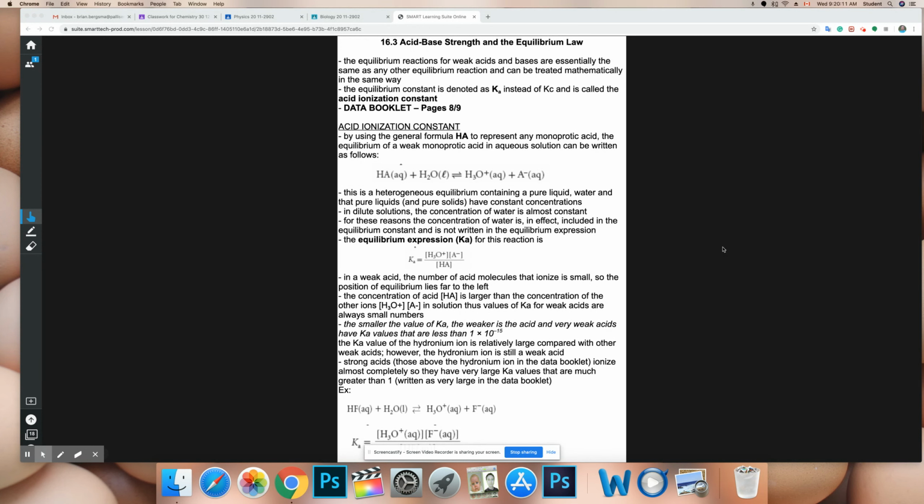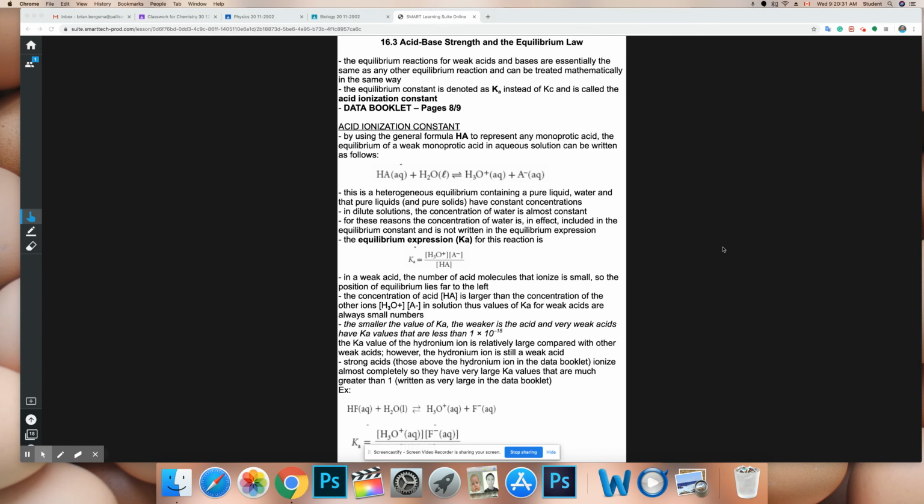Okay, so we're basically taking what we've already learned about Kc, the equilibrium constant, and changing it so it's for an acid. The equilibrium reactions for weak acids and bases are essentially the same as any other equilibrium reaction and can be treated mathematically in the same way.